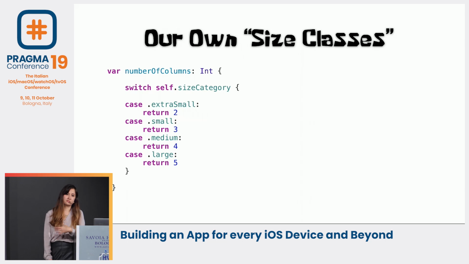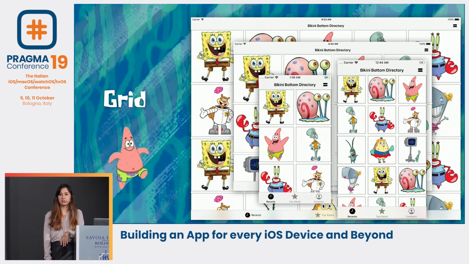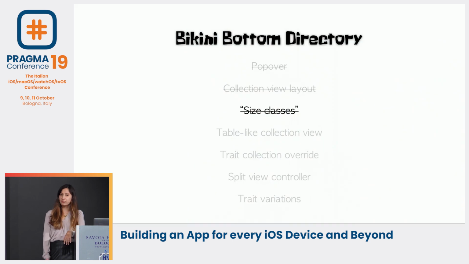If you want to return a different cell on a small screen, or if you want a different number of sections, anything, you can use this for that. So now this is what all the different screens look like with all the different sized cells. So that was our size classes. And now let's talk about collection views that look like table views.